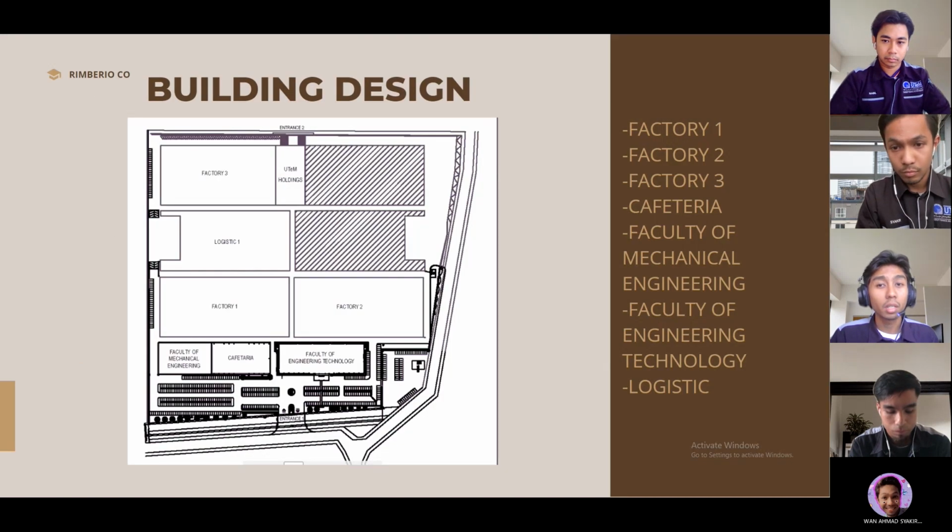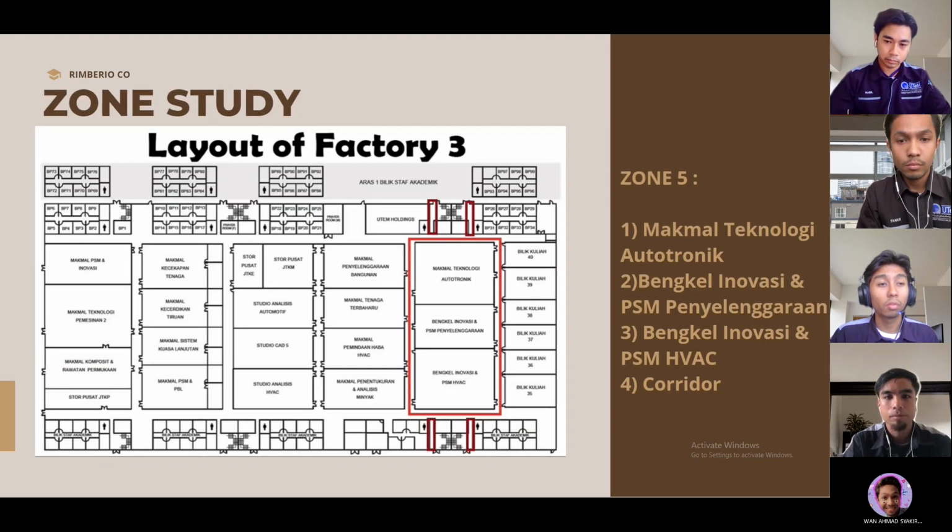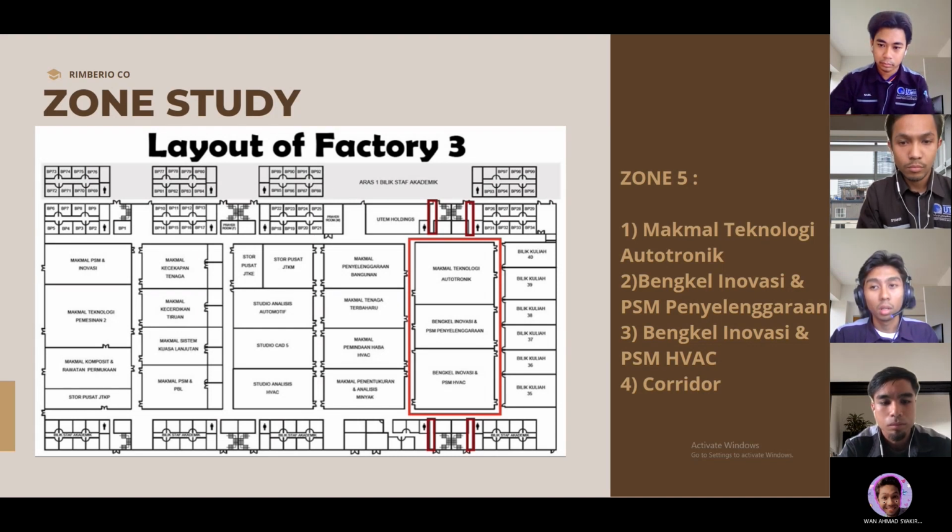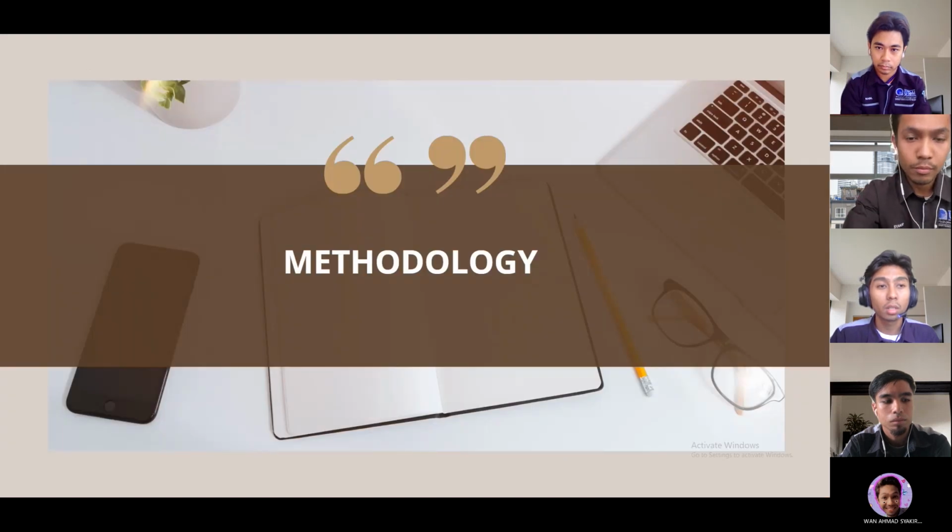This is the building design where Factory 3 is located at the back of the Technology Faculty. Next, this is the layout of Factory 3, where the study area was divided by zone. This study was conducted at Zone 5, where Makmal Teknologi Autotronik, Bengkel Inovasi and PSM, Hatchback 2, and also the Corridor are located. Next, we will go to the methodology, which will be presented by our next group member.